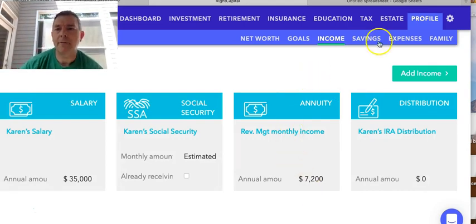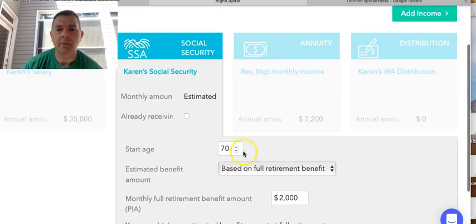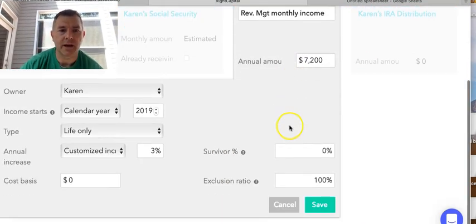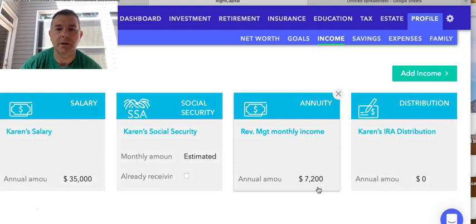All right, so what do we have for Social Security? I can't remember. When did we have her taking Social Security? Here's that 70. So let's look at this. You ready? Remember, PIA is $2,000 a month. I've got to go back here. When do we start this? 2019 for life. All right. We've got to make sure we get rid of that customized increase. There we go.